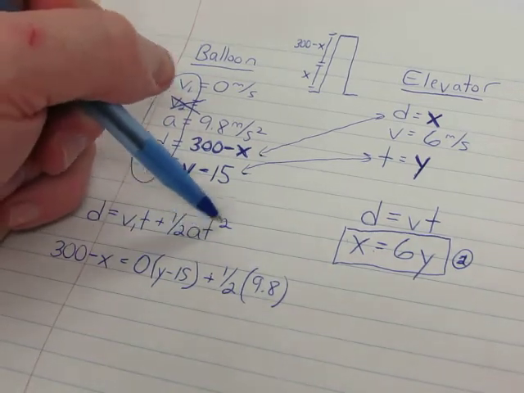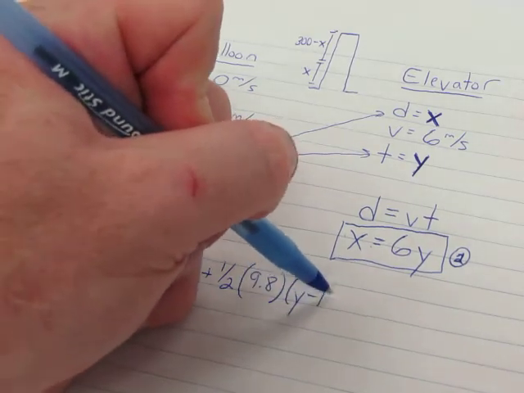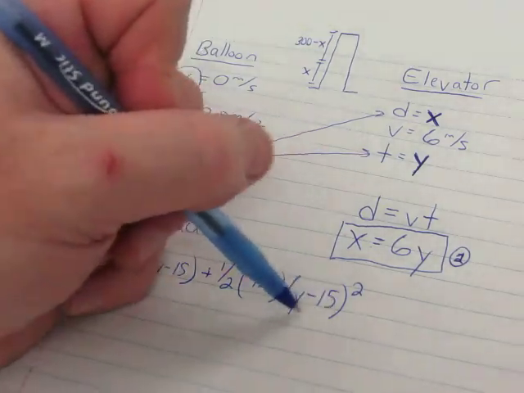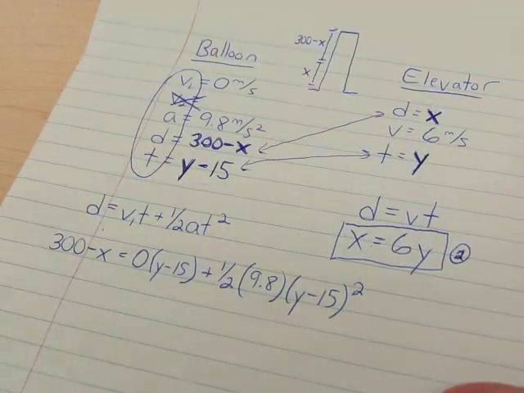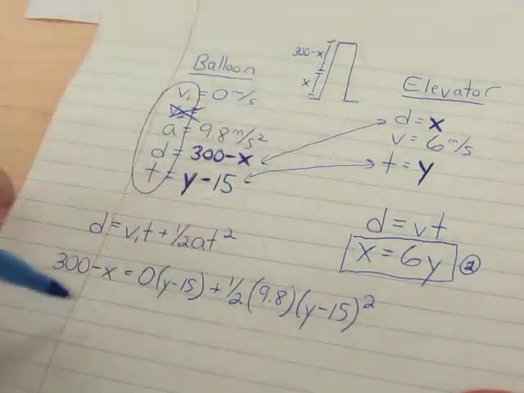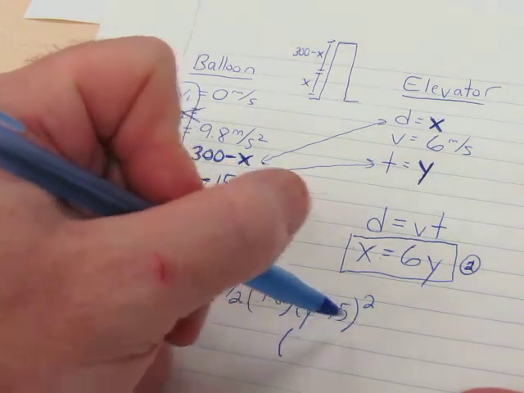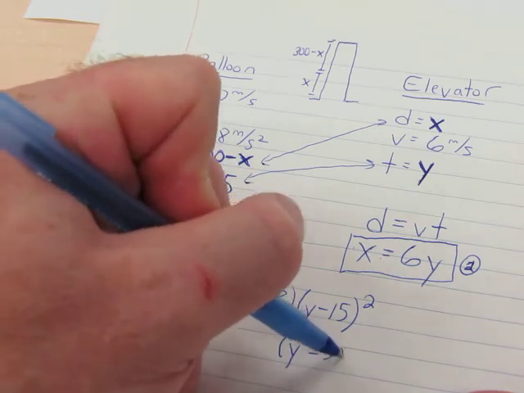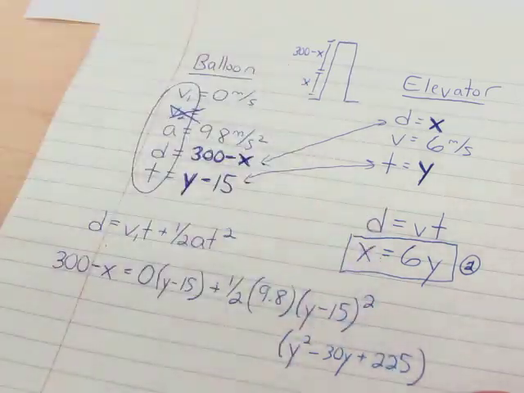Here's the only part that's going to suck a little bit in this question. T is y minus 15. And unfortunately, you have to square it. It's probably been a while since you squared a set of brackets like that. It's a grade 9 and 10 math skill, but it's probably been a while since you did it. So make sure you square those right. Actually, I'm going to do that first. Make sure you don't call that y squared plus 225. That's y squared minus 30y plus 225.